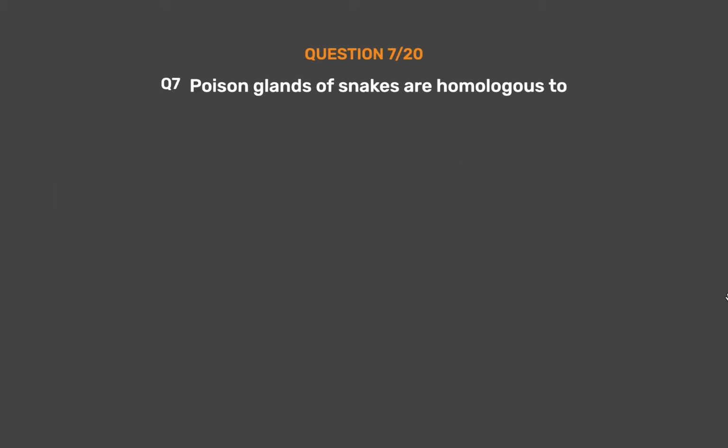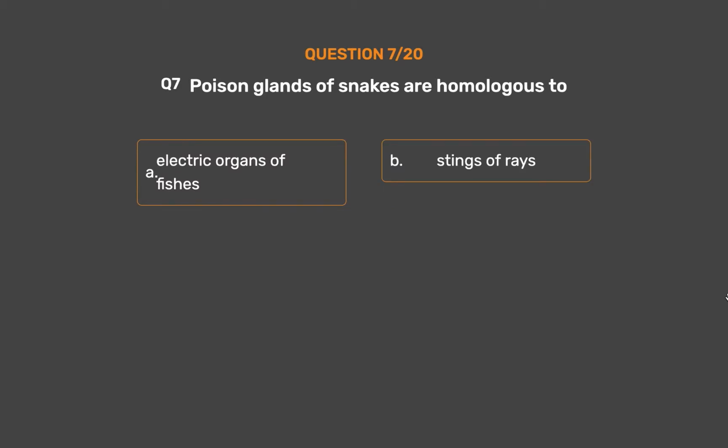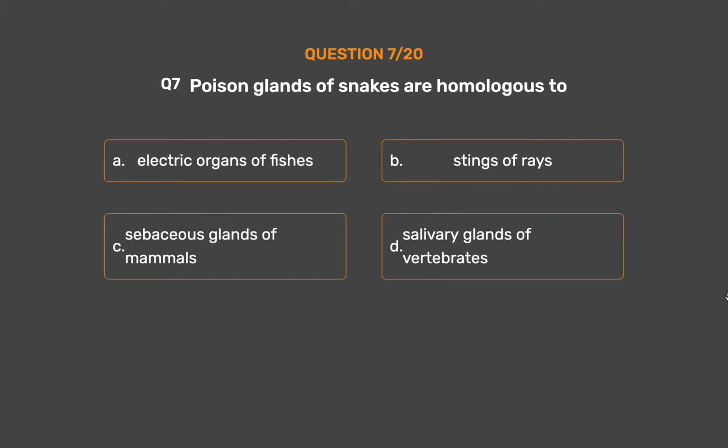Question number 7. Poison glands of snakes are homologous to: Option A. Electric organs of fishes. Option B. Stings of rays. Option C. Sebaceous glands of mammals. Option D. Salivary glands of vertebrates.